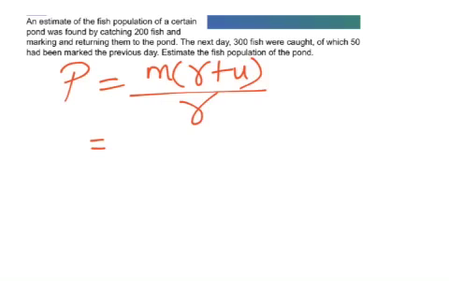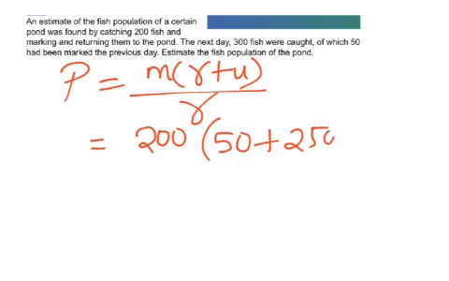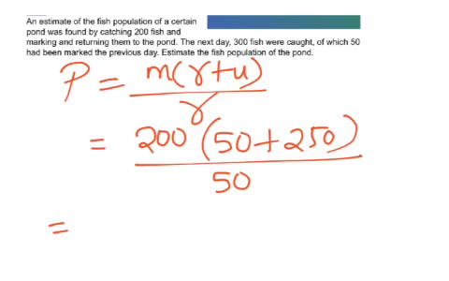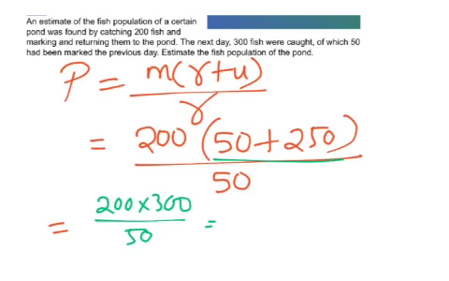So, let's take once again what is M here. The marked fishes belong to M. That means 200 are marked fishes. Recaptured and marked are 50, plus unmarked, 300 minus 50, that means 250, divided by the recaptured and marked again, 50. So 50 plus 250 is 300. And 200 into 300, that will come to about 6000.